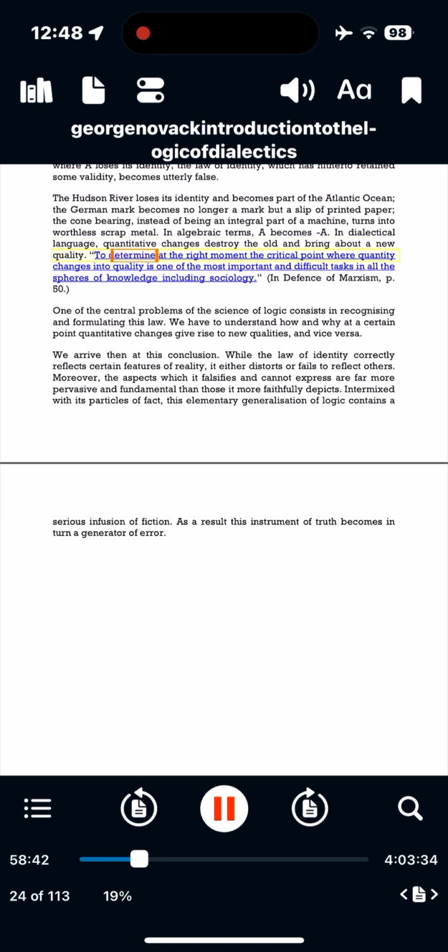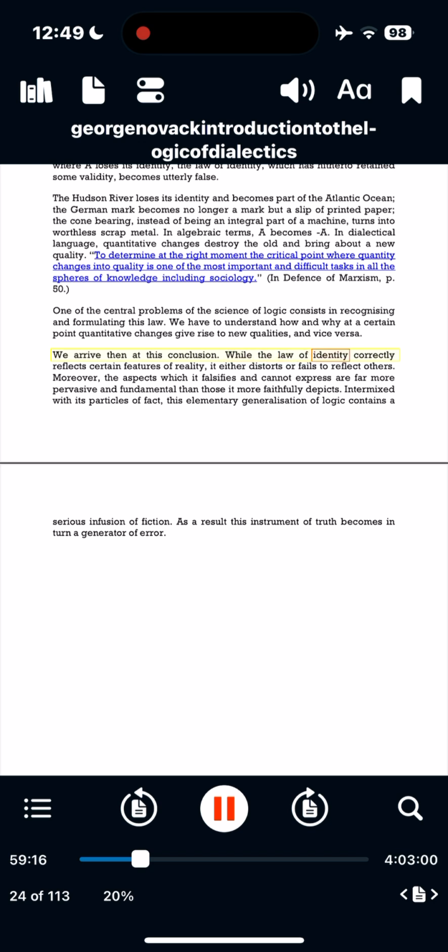To determine at the right moment the critical point where quantity changes into quality is one of the most important and difficult tasks in all the spheres of knowledge, including sociology. In Defense of Marxism, p. 50. One of the central problems of the science of logic consists in recognizing and formulating this law. We have to understand how and why at a certain point quantitative changes give rise to new qualities, and vice versa.